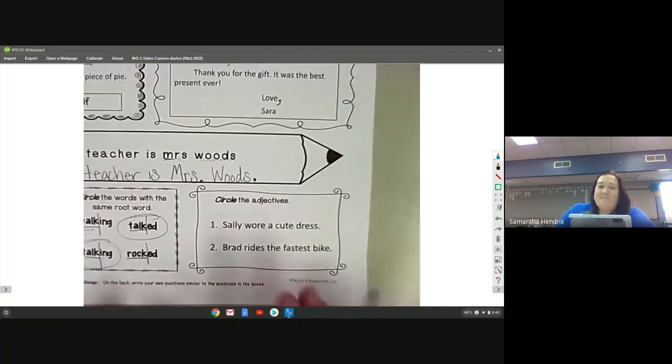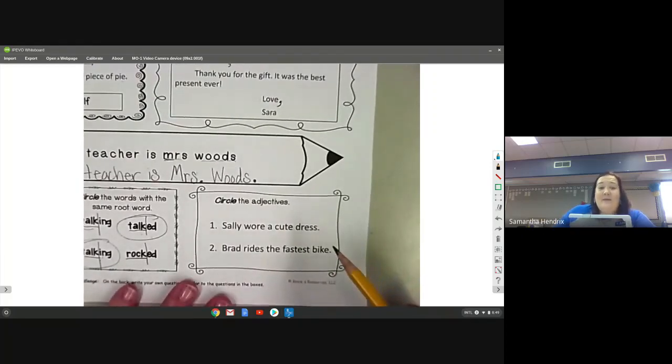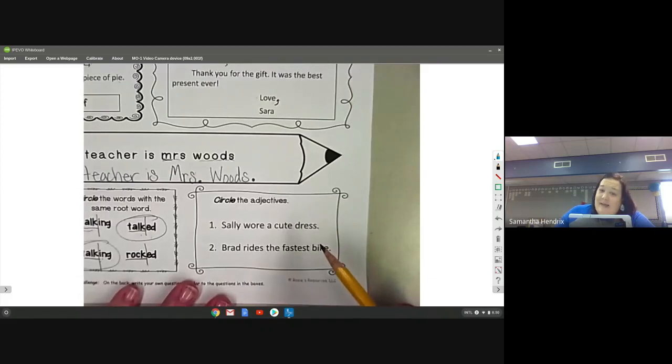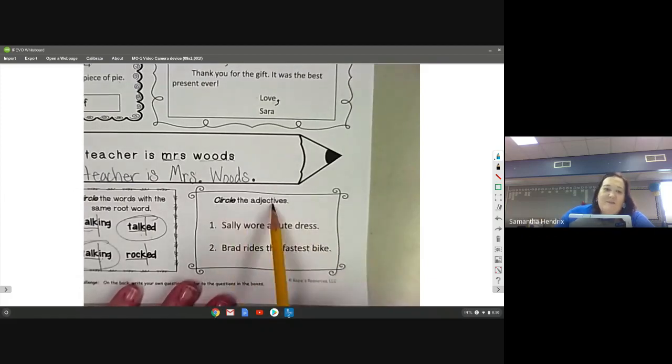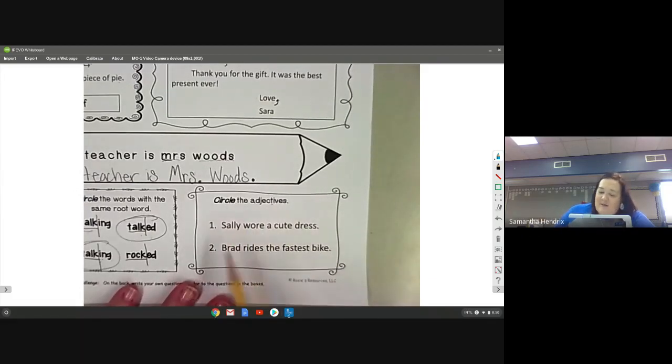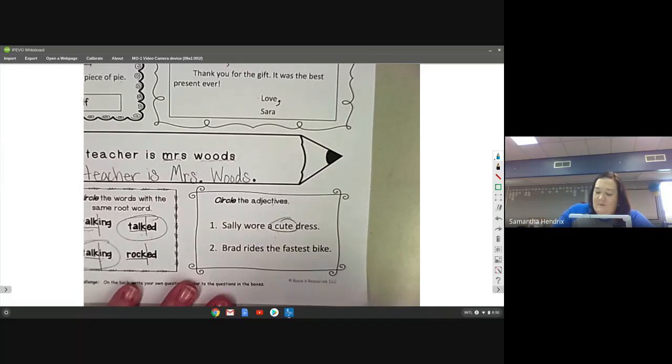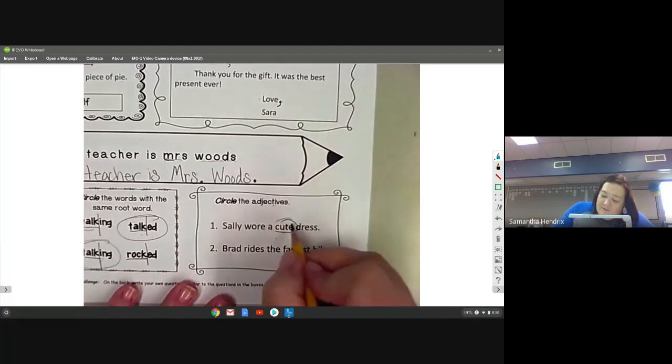Okay, this week, our book is the Salamander Room, and we're working with adjectives. I love how this just happens to work out, okay? So an adjective, you remember from a couple of weeks ago, describes the noun, whether it's the person or the thing. So Sally wore a cute dress, which is a describing word here. It's cute. What kind of dress? A cute dress. So we're going to circle cute, okay? Don't circle the word a. We're just going to circle cute.